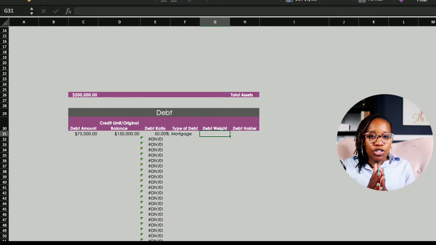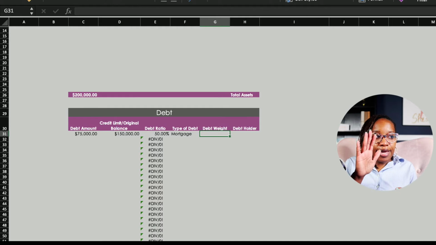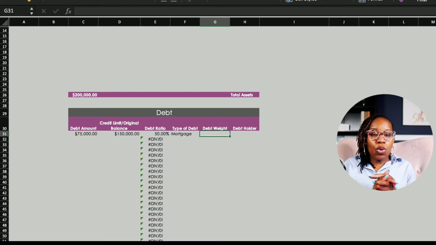So mortgage debt, like your mortgage, or if you had a car note, that may not hurt you as much as, let's say, a revolving credit card. Like a credit card at Macy's or J.C. Penney's or Belk. If you have a high debt ratio on those cards, they are going to hurt you more than, let's say, your car loan or your mortgage.